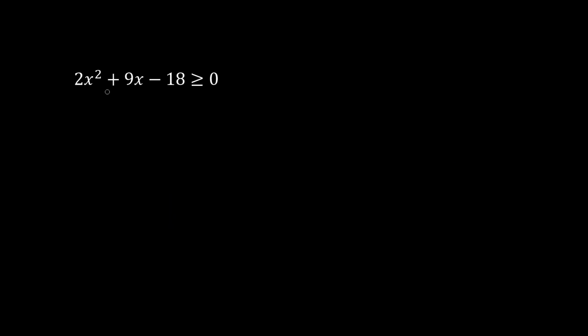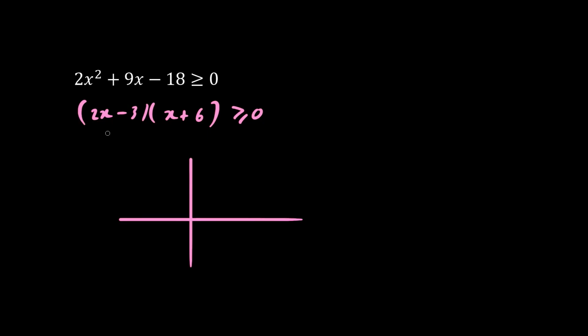To solve this quadratic inequality, we should try to factor this trinomial. We have 2x minus 3 and x plus 6 as the factored form. And we understand the quadratic is above 0, greater than or equal to 0. So we have a parabola with critical points. 2x minus 3 equals 0. We have 3, so x equals 3 over 2, or 1.5. 1, 2, and it cuts through here, between 1 and 2.